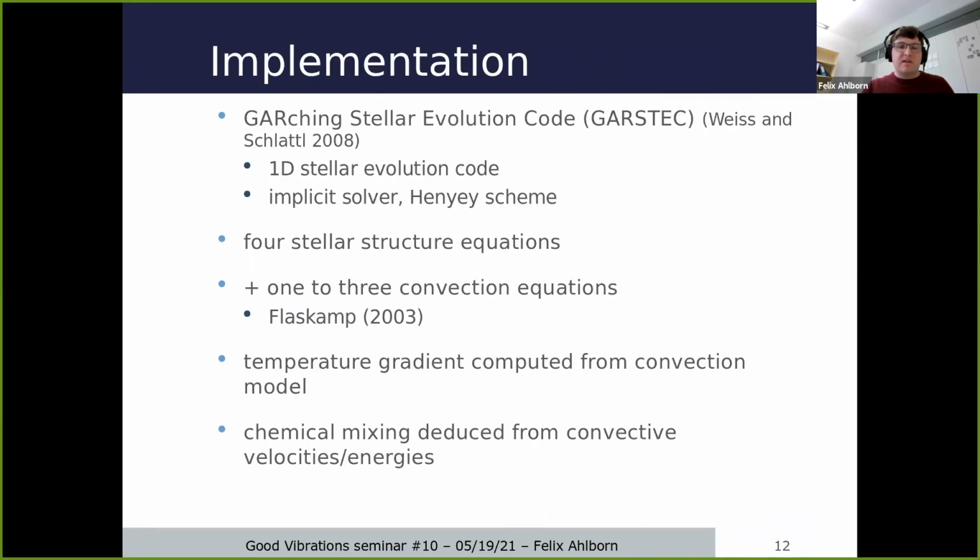As already mentioned, in my project I used the Garching stellar evolution code, or GARSTEC in short, which is a 1D stellar evolution code that uses an implicit solver and a Henyey scheme, as most modern codes do. We have implemented the Kuhfuss model into GARSTEC, such that the code now solves for the four stellar structure equations and, in addition, one up to three convection equations. This work had already been started earlier by another PhD student, so I didn't have to start from scratch, which would have been much more work. The code solves for up to seven partial differential equations simultaneously. Each converged model provides us with the stellar structure and the structure of the convection zone, such that the models can provide us with the temperature gradient computed from the convection model and also the chemical mixing deduced from the convection model.